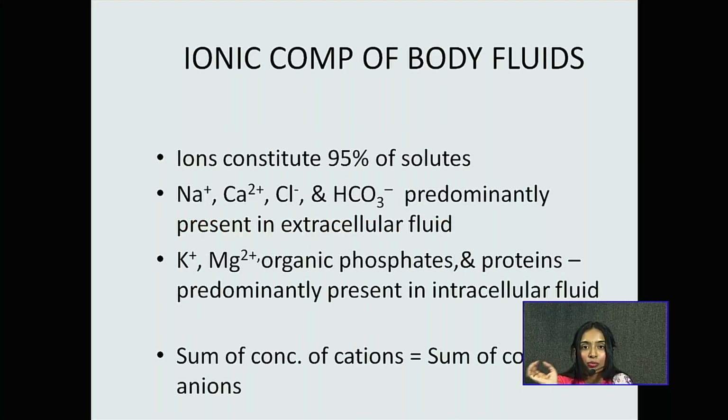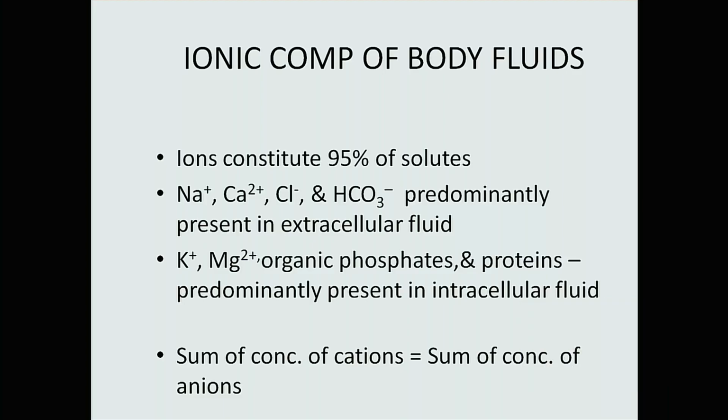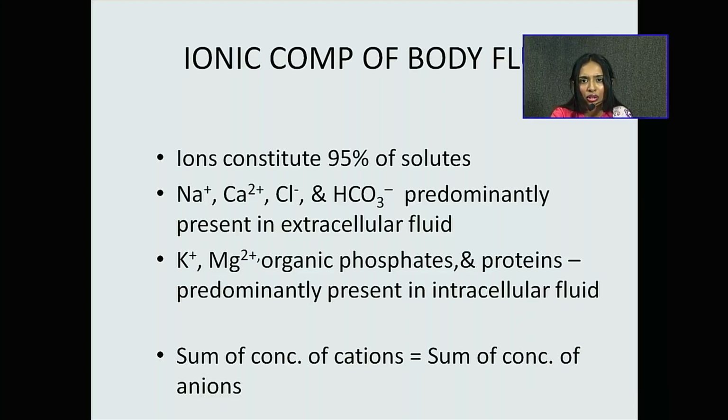Then the ionic composition of body fluids. So these are the ionic composition of body fluids. There are different types of ions found in the body fluids, anions and cations. Ions constitute 95% of solutes. These ions are sodium, calcium, chloride, bicarbonates.